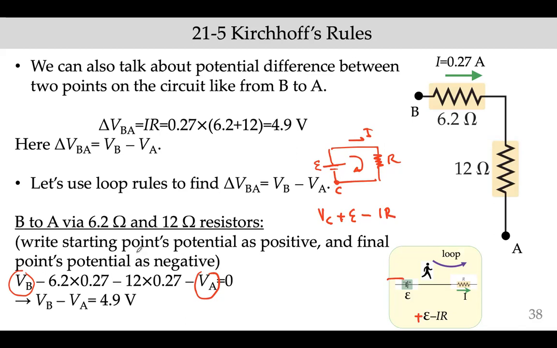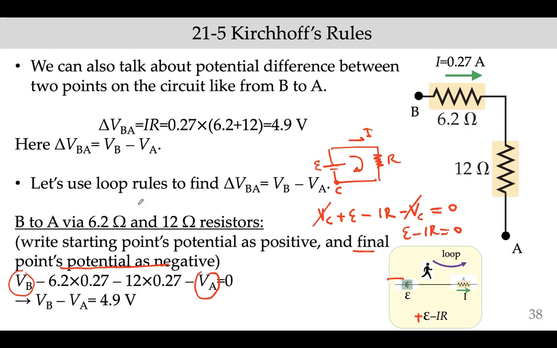Then we come to that final point. You have to write the final point's potential as negative, so we write negative VC, and equate it to 0. Now, these VCs cancel each other, so we get back to the equation we learned before.